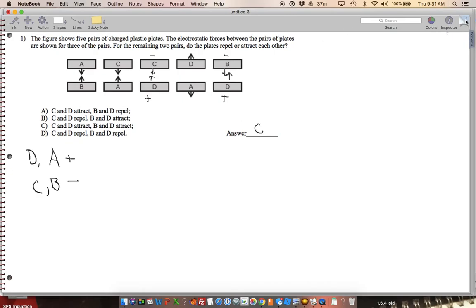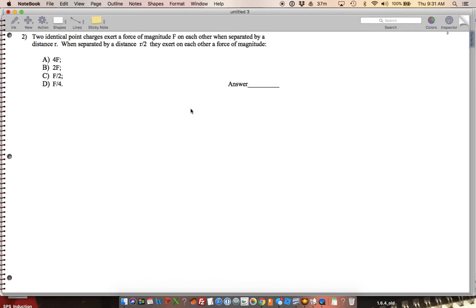So let's go on to number 2. We have two identical point charges exerting a force of magnitude F on each other while separated by a distance R. When separated by a distance R over 2, they exert on each other a force of magnitude, and we have to figure it out. So let's just write the equation for the force. The force equals KQ over R squared, and we'll call that F1.